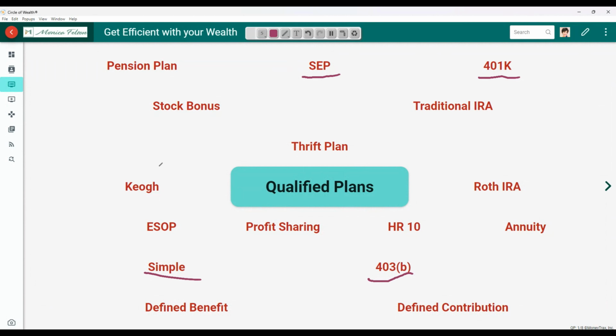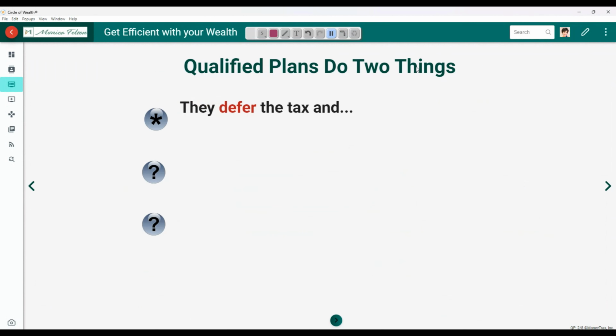But all these plans are very, very similar. If you choose to put your money in there, there are some tax incentives. So qualified plans, they really do two things. They defer the tax and they defer the tax calculation. Remember, your contributions into these qualified plans are made with never taxed money.